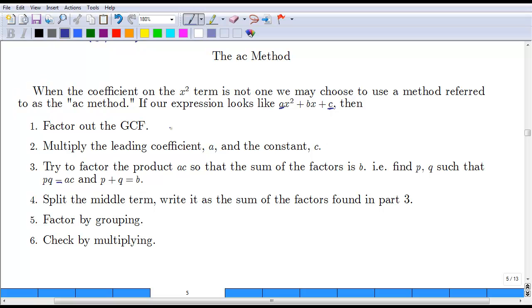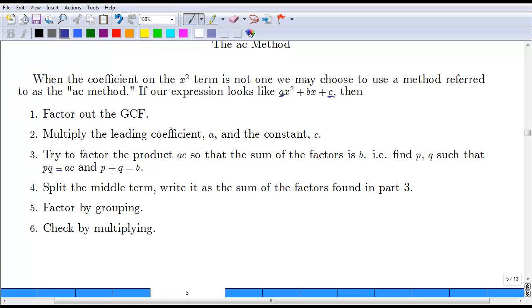So then you split that middle term B, write it as the sum of the factors found in step 3. And then this is where you use the previous method, which is factoring by grouping, because now you'll have 4 pieces. You'll factor by grouping and then check to make sure that your answer is correct.